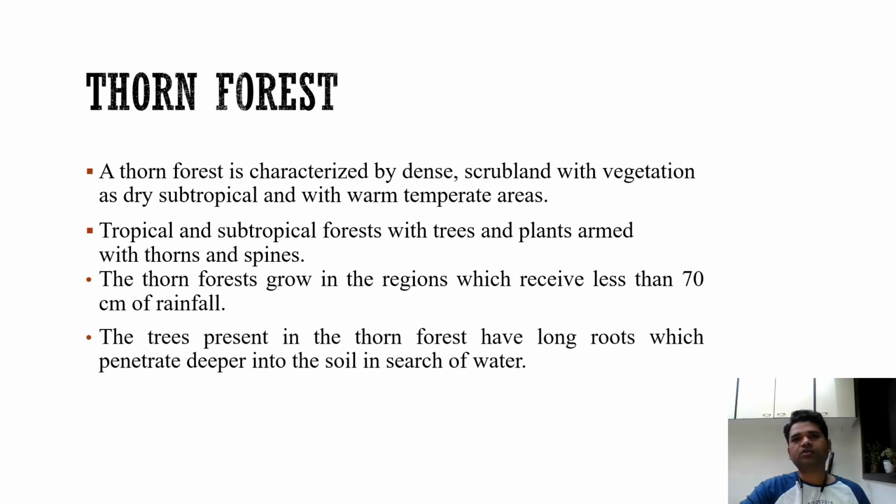And due to the presence of this type of vegetation and the dry, arid type of climate, the fauna also varies. Even the trees have long roots which penetrate deeper into the soil in search of water, so they are very deep rooted. And the fauna varies. For example, the best example of a thorn forest is Gir forest. Gir is a thorn forest.